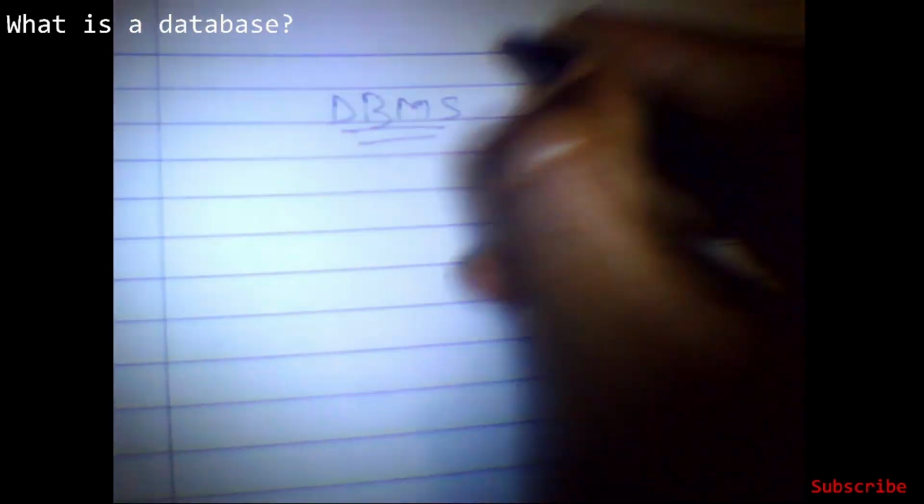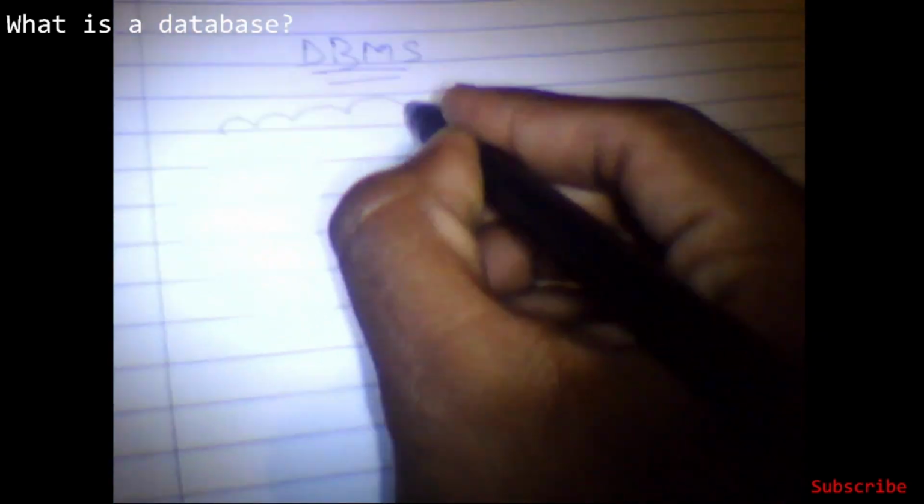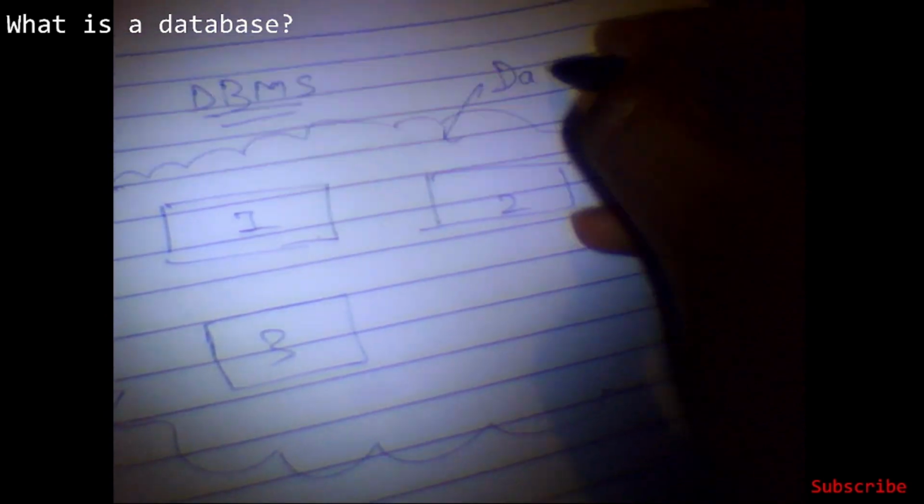So what is a database management system? Basically, let's say we have a group of information. Let's say we are having multiple tables over here. Let me say this is table 1, this is table 2, this is table 3, and so on. So you have multiple tables inside a certain group. Here, this whole cloud, what I draw here, is basically the database. The whole thing is the database.